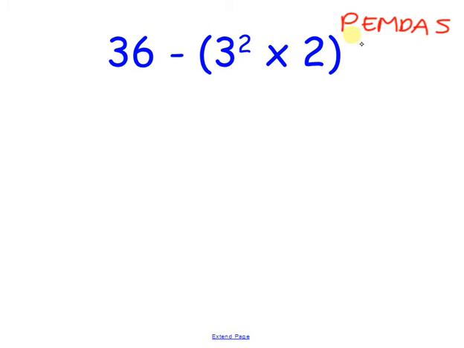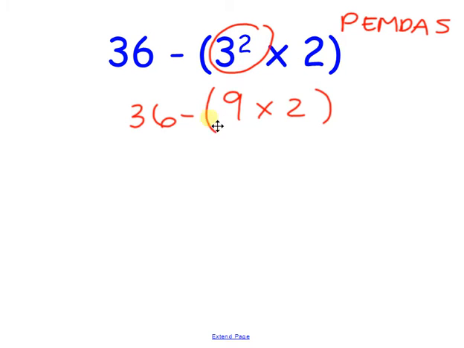Well, once you're inside your parentheses, you start order of operations all over again. So what comes first? Exponents. So over here, I have 3 to the second power. 3 to the second power is 9, and I'm going to rewrite the problem.